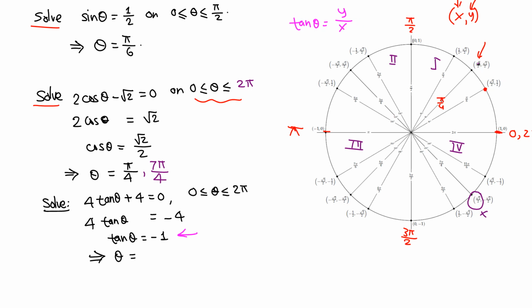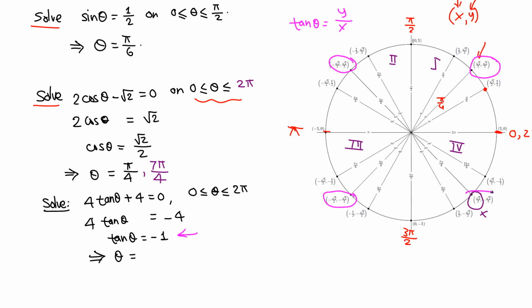So look here, root 2 over 2, root 2 over 2, so pi over 4. By the way, tangent pi over 4 is 1, but we want negative. How about here? This is 3 pi over 4. When we divide root 2 over 2 by negative root 2 over 2, we get negative 1. And here x and y are both negative, so their ratio is positive. So that's not going to work for us.